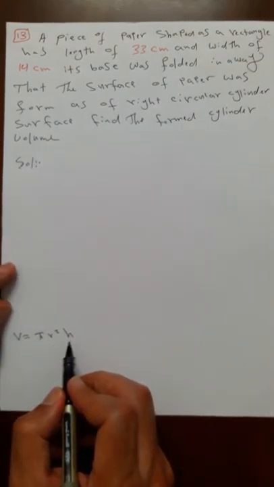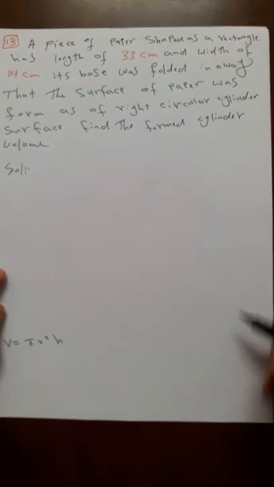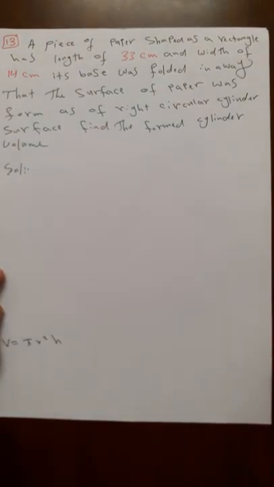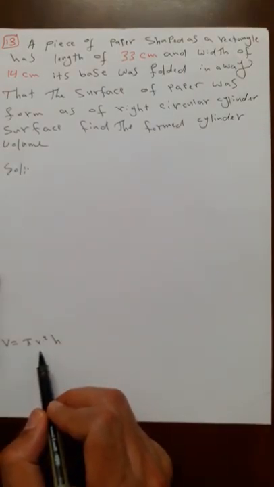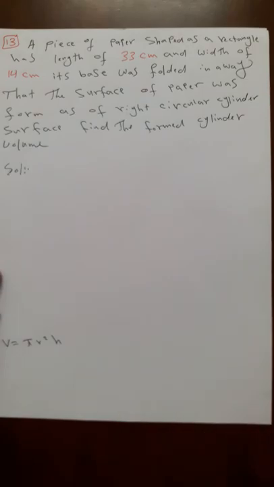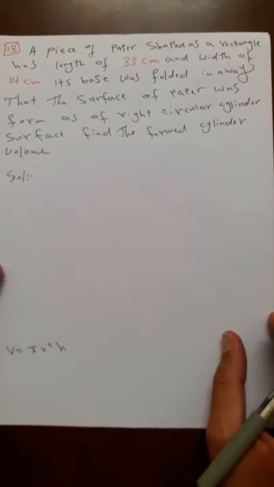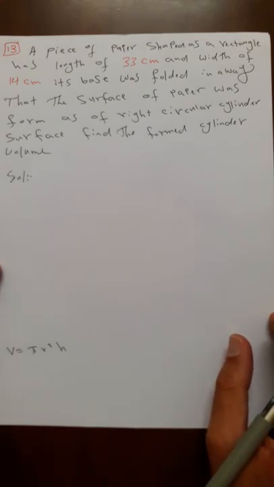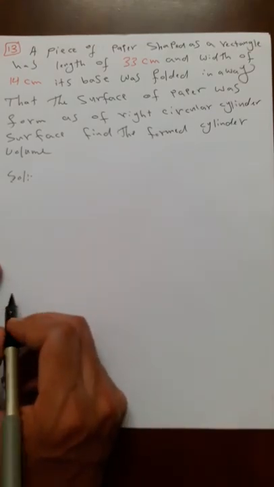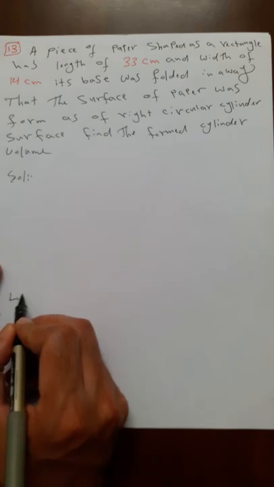The height of the cylinder is the length of the rectangle. It's 33 centimeter. But what's the value of r? The value of r is unknown. Now I need to find r. To find r, I will use the rule of the lateral area of the cylinder.